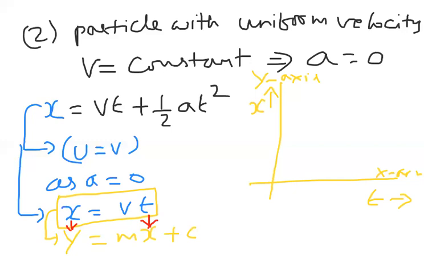Now, what is m called? M is called the slope of the graph. M is nothing but slope. Slope is equal to tan theta is equal to v. That means the slope of the displacement-time graph, the position-time graph, is called velocity.